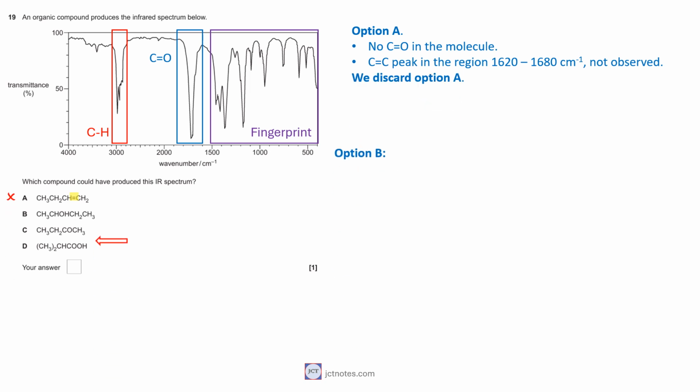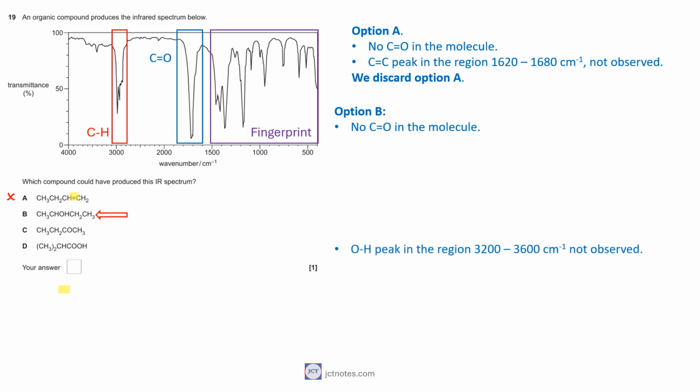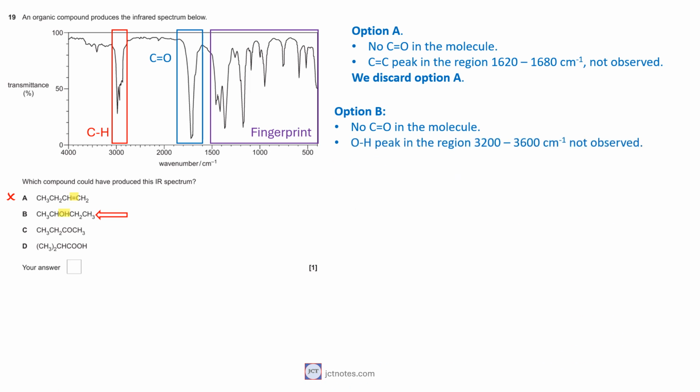Option B. There is no carbon-oxygen double bond in the molecule. Additionally, the oxygen-hydrogen bond of the alcohol should give a peak in the region 3200 to 3600 reciprocal per centimeter, but the peak is not observed. We also discard option B.